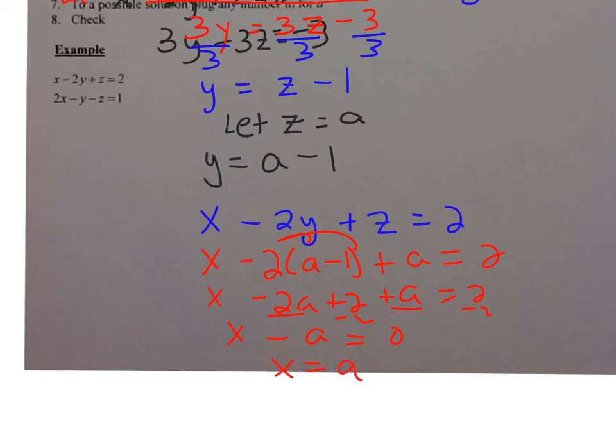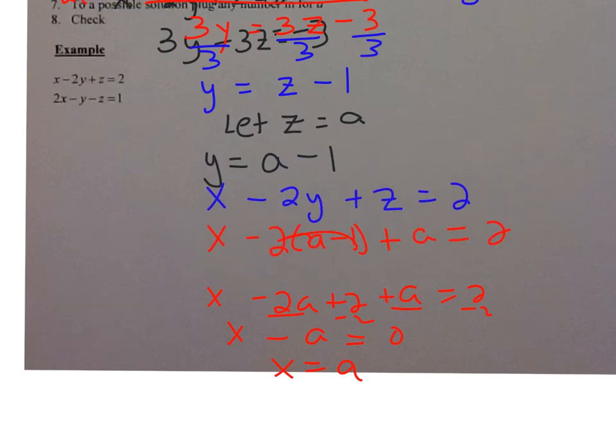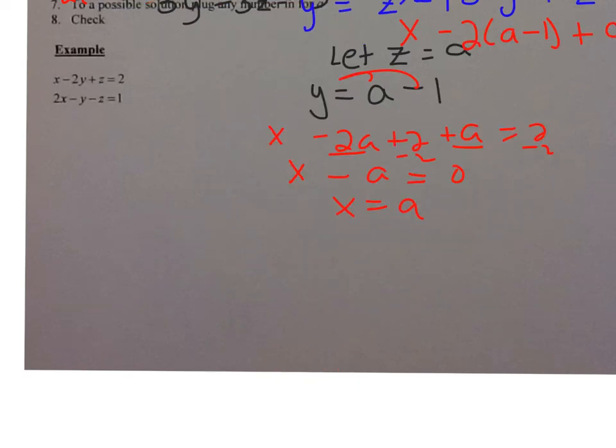So now I have this system. For this system, I have a solution in terms of a. So my solution, x is a. My y value is a minus 1, and z was a. So this solution here is in terms of a.